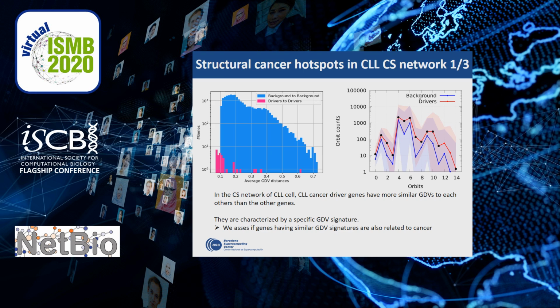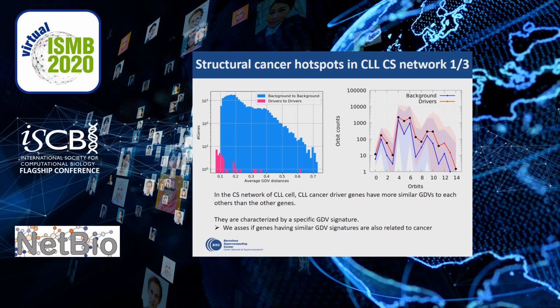So on the left we have the two distributions. In pink, the distribution of Grafflet degree similarity between any two driver genes, and in blue, sorry, the pairwise distances between any two background DNA elements. As you can see, the driver genes tend to be more similar to each other than the rest of the nodes in the network. This means that they tend to share a common topological signature.